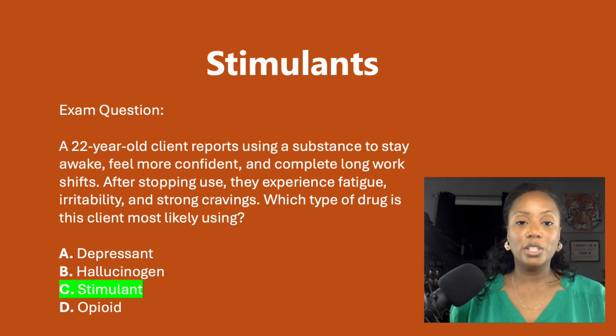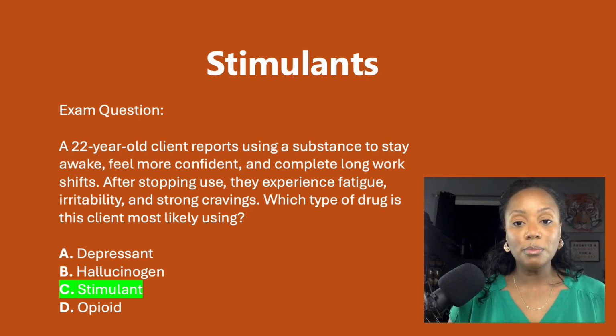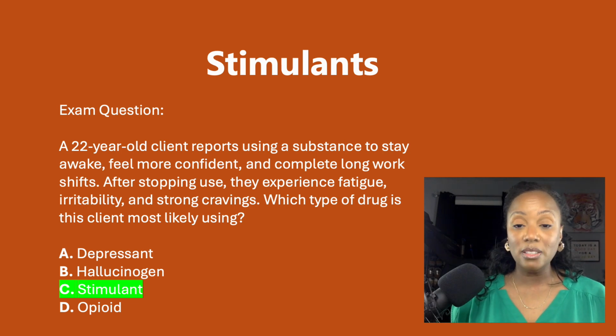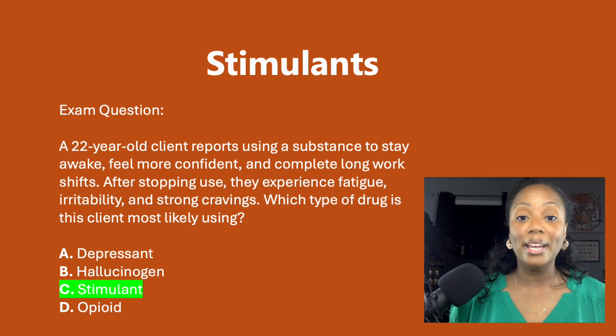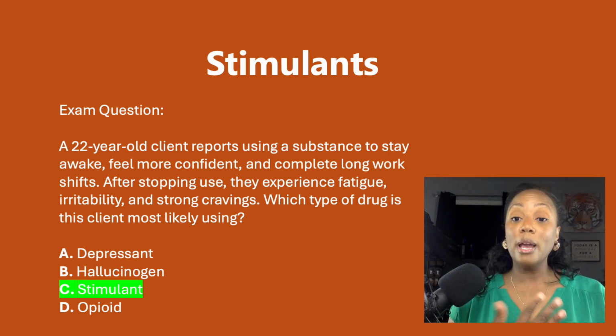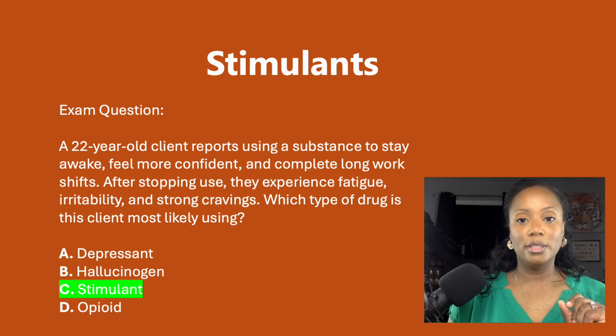So let's break down the question. It describes increased energy, confidence, and alertness, which are classic stimulant effects. The withdrawal symptoms include fatigue, irritability, and craving. Also aligns with stimulants. Stimulants activate the nervous system and are often used to enhance focus or productivity. The reason why the other answers are wrong is because depressants slow down the body. Hallucinogens cause perception distortions, not energy boosts. And opiates usually cause relaxation and pain relief, not alertness.